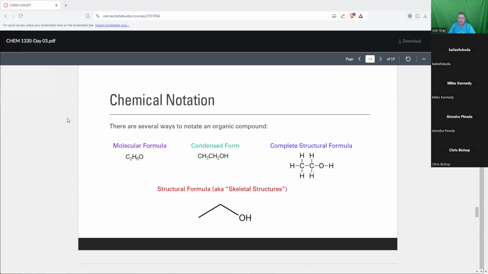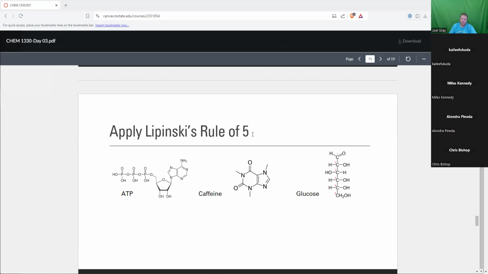Your exam is going to be multiple choice and, I'm sorry, multiple answer. So you're going to have to take the molecular formula and confirm that it matches with the complete structural formula. Then here was just kind of an application of the rule of 5.